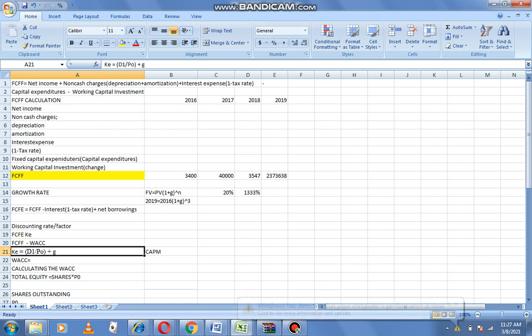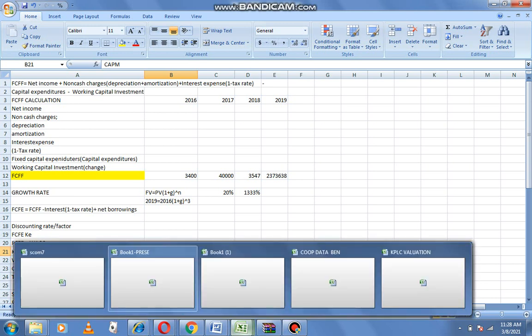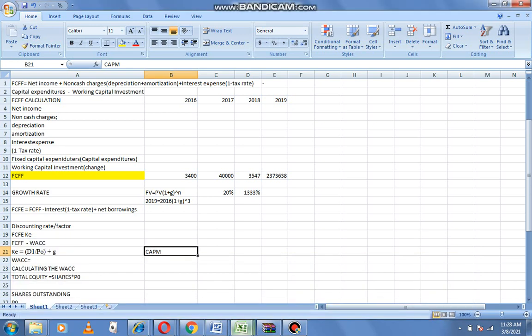To get the cost of equity KE, there are two approaches. You can use Gordon's model, where you're required to work with dividends, or alternatively you can use CAPM. In this video, just to keep it short, I'm not going to show you how to do it using CAPM, but if you want to use CAPM, you can just tell me, and I'll teach you how to do it.